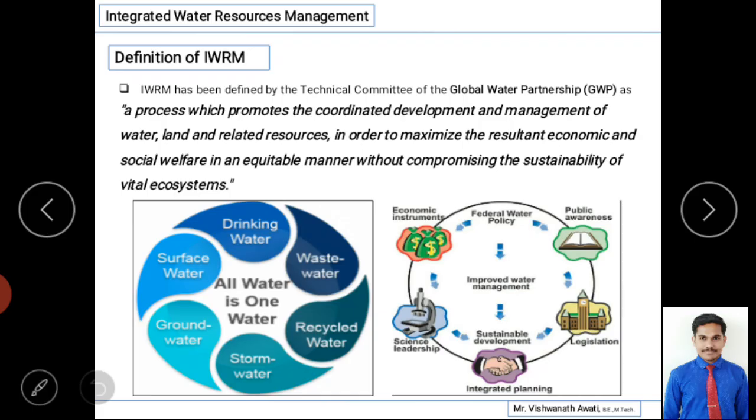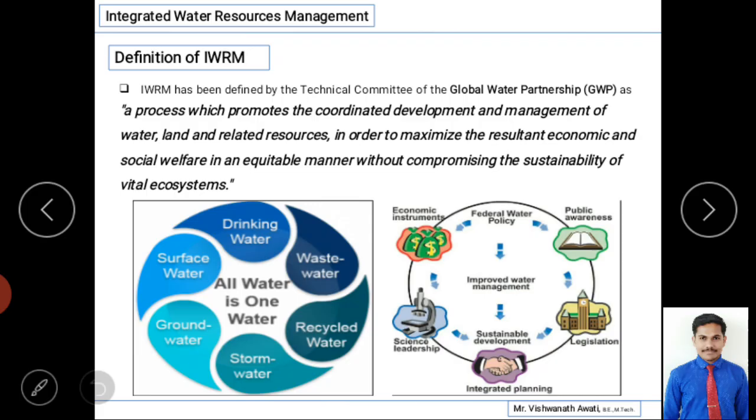So here we have to focus on one thing: it is coordinated, so coordinated among the planner, user, and policy maker of management, and it is a management of water as well as water related resources. One is land and one is biodiversity, in order to maximize the resultant economy, means with a small investment more profit, as well as social welfare in an equitable manner without compromising the ecosystem. We are not neglecting the ecosystem.